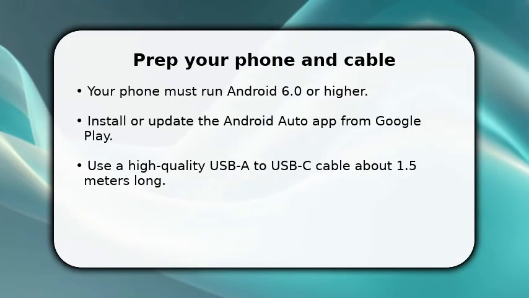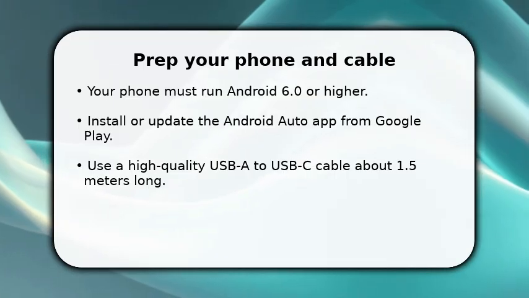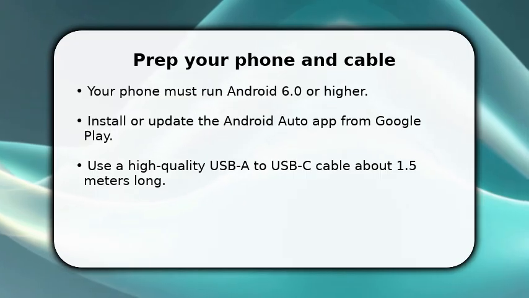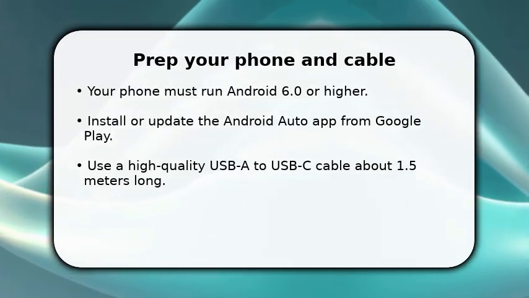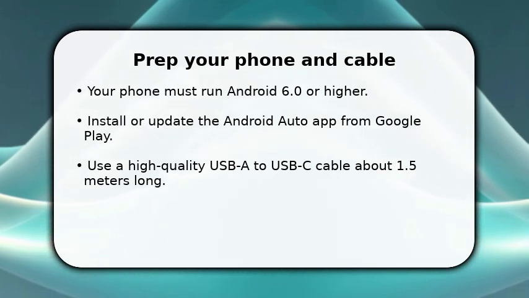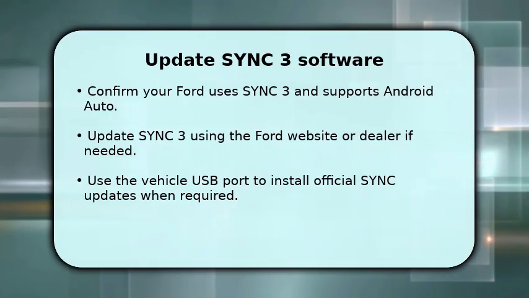Use a high-quality USB-A to USB-C cable about 1.5 meters long to avoid intermittent disconnects. Disable battery saver features that limit background apps. Make sure Bluetooth and location services are enabled on the phone for initial detection and next confirm your Ford has Sync 3 and supports Android Auto.